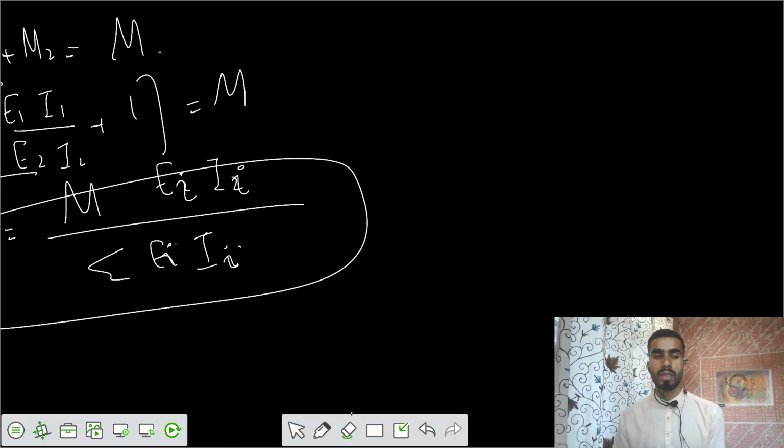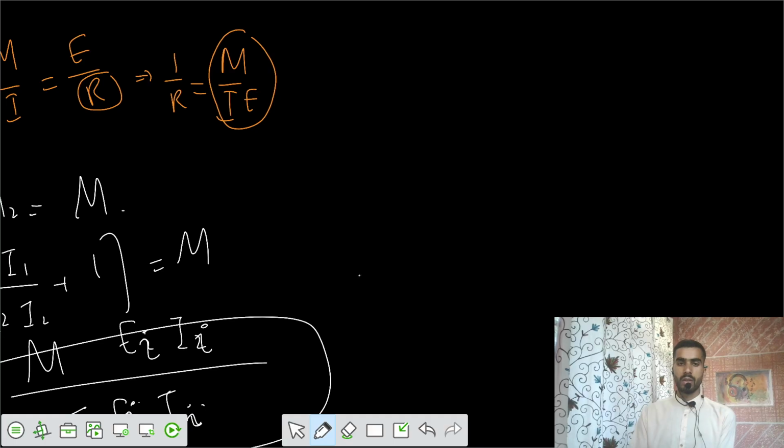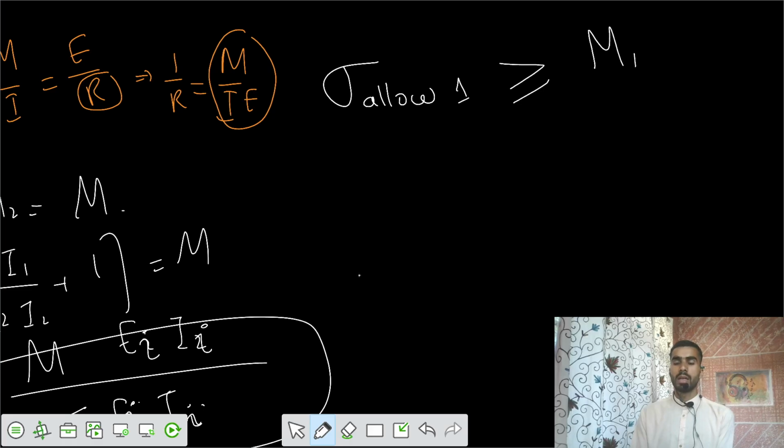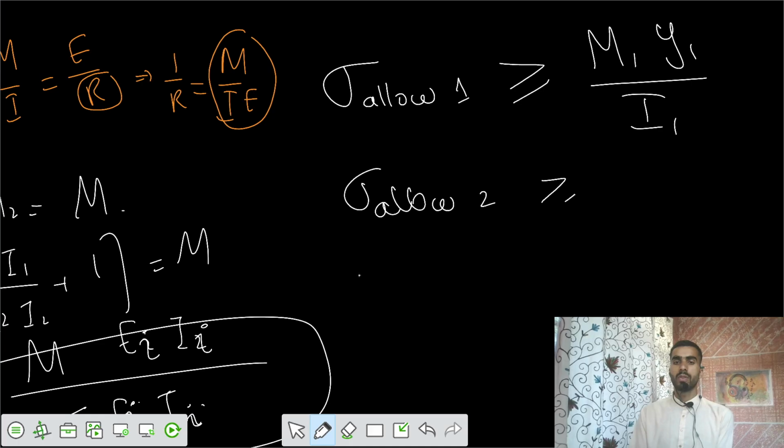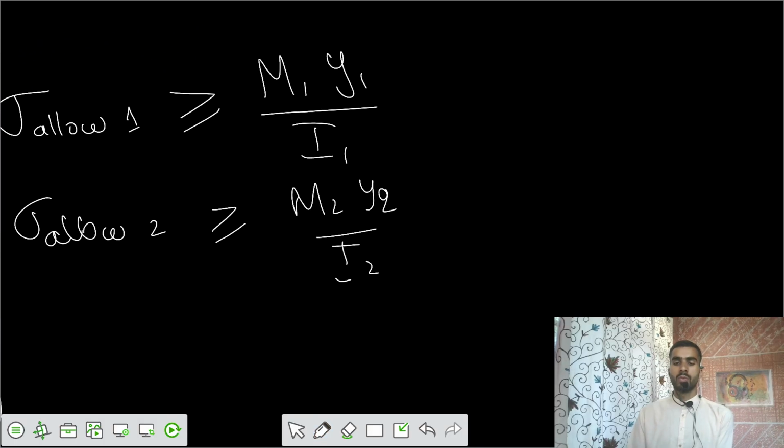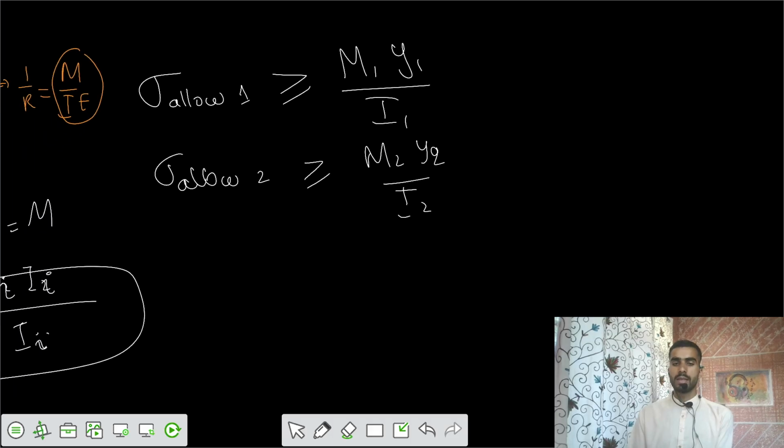This is the total moment that is resisted by a particular strip, and you know the equation for the stresses. You know how much stress you can allow for material 1. That allowable stress should be greater than or equal to the stress developed because of the bending moment. Then we can write M1 y1 by I1. Similarly, sigma allow 2 should equal M2 y2 by I2. Then accordingly you can get the values of those unknowns, whichever the question asks.